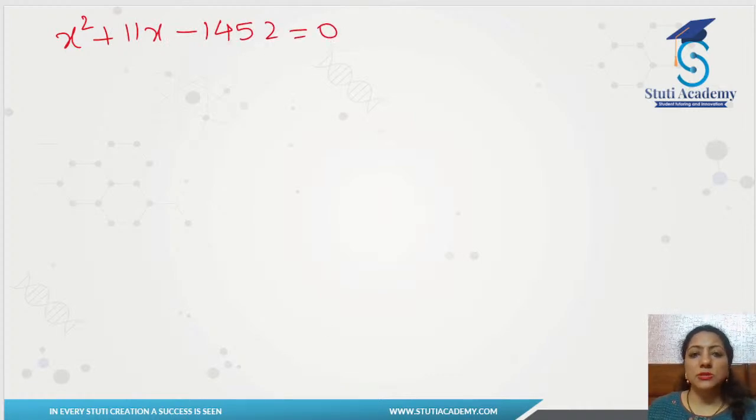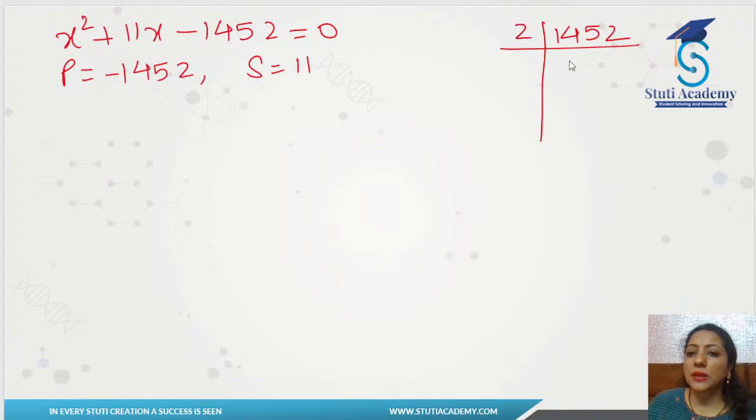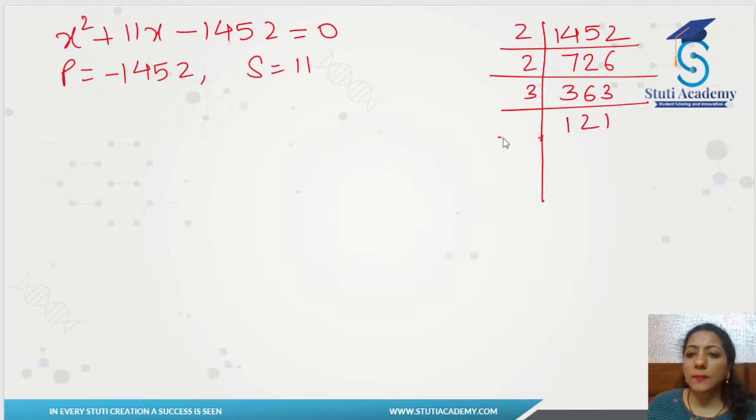Now we want two numbers whose product is minus 1452 and the sum we want as 11. So we'll solve this by factorization method. So we will take this 1452 and we are going to prime factorize this. So we'll divide this by 2, we'll get 726, then 2 and then we'll get 363. Then by 3, 121, then by 11, 11, 11, 1, 1.